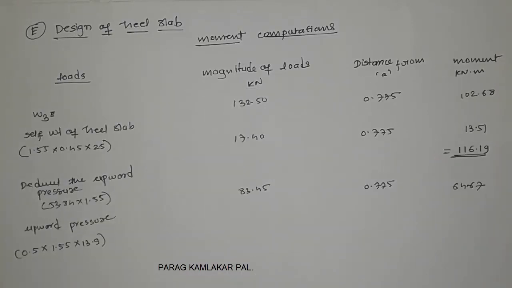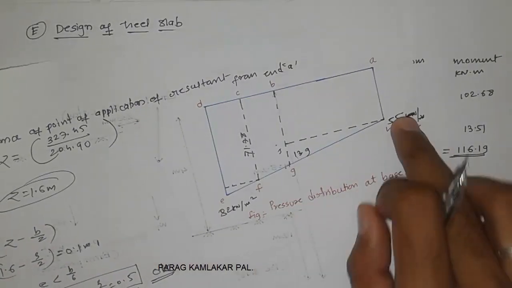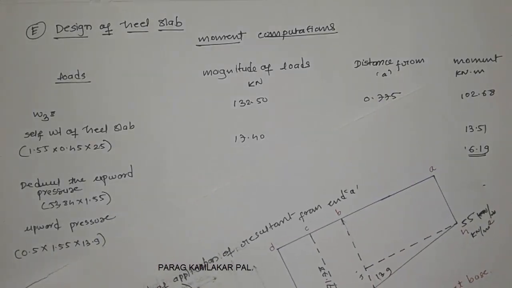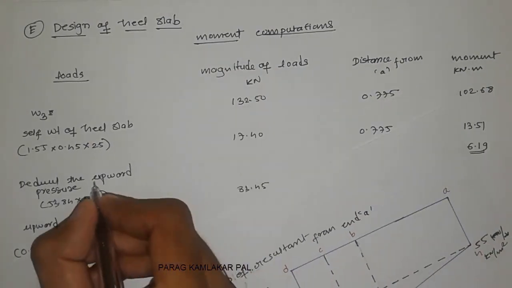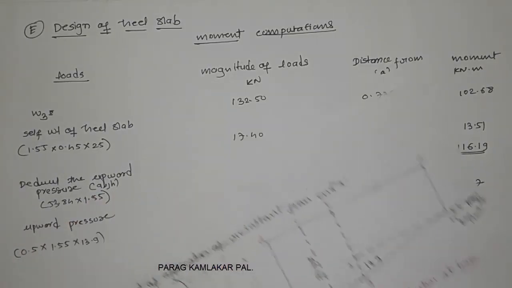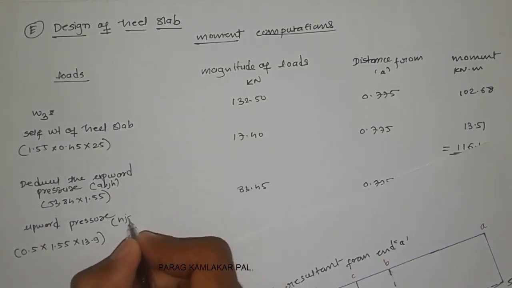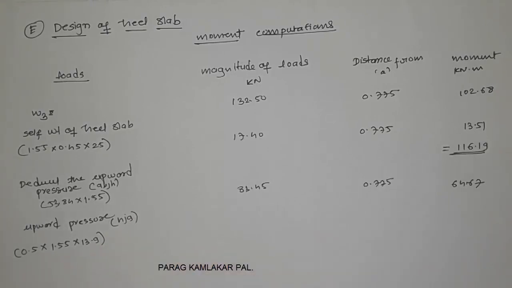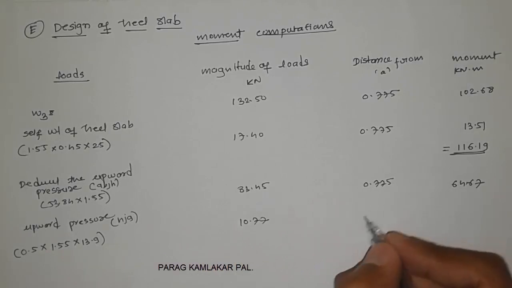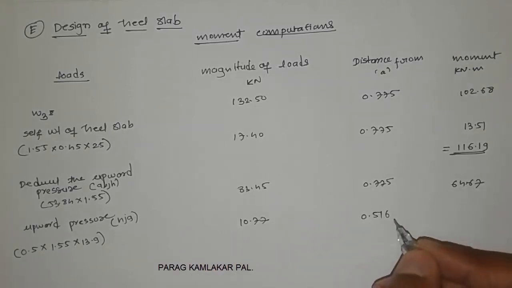Now after that, the upward pressure, this is 0.5. That means I am just dealing with this GHI part, or I can write this name as ABJH first, and this is HJG. So now we get the value 10.77, and here it is at a distance of 516.